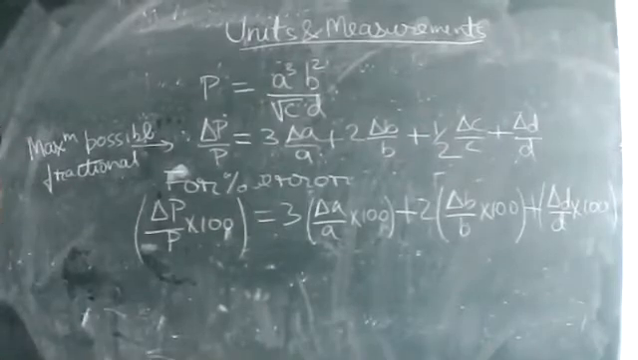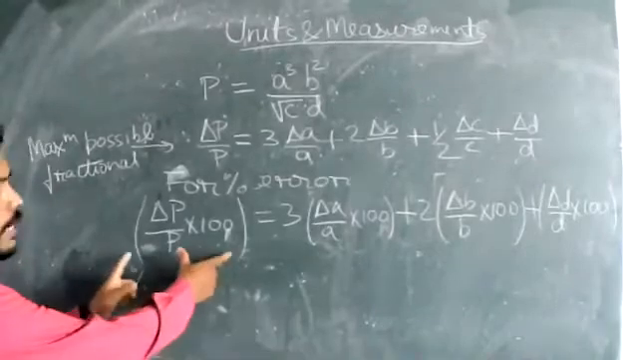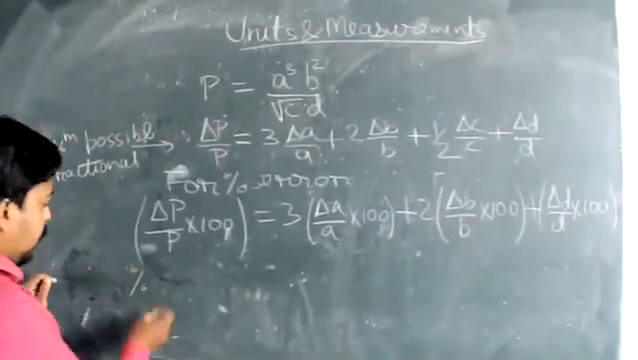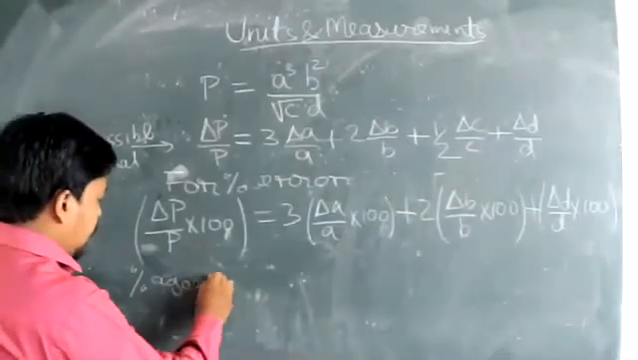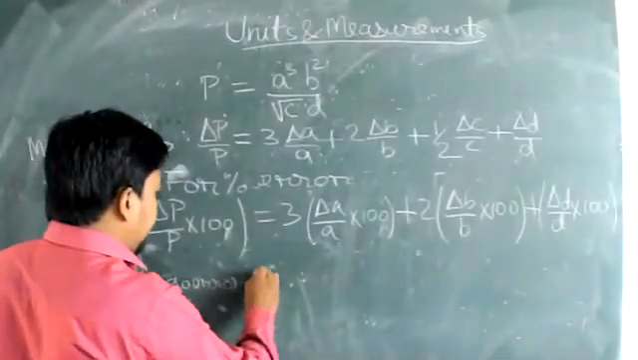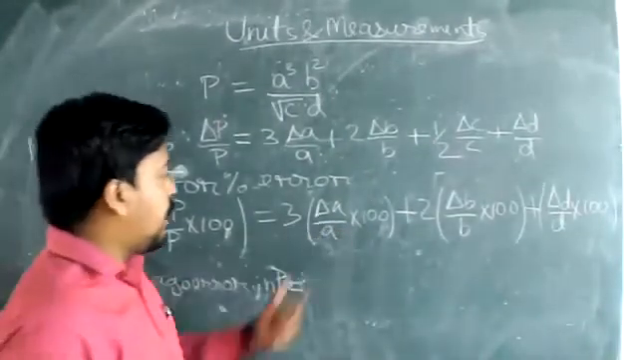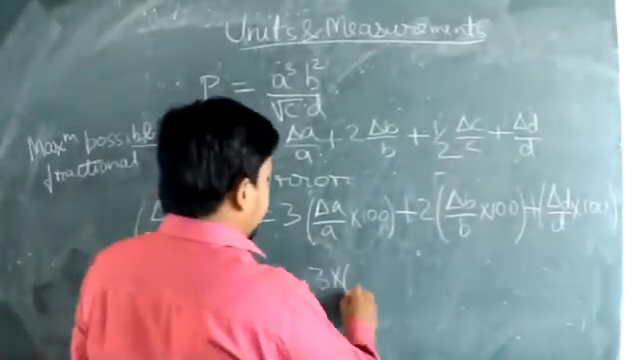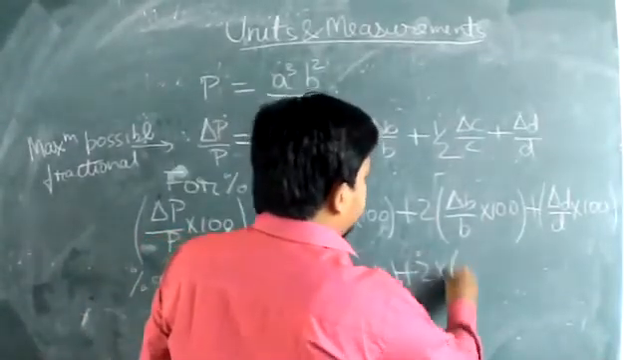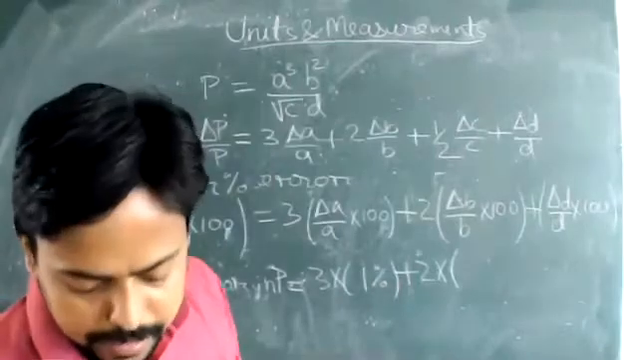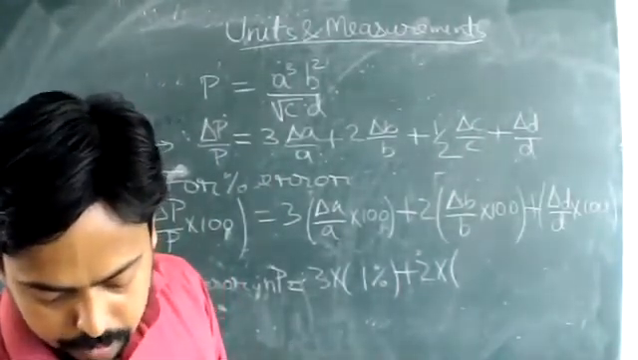It is 1%. So for percentage error, instead of writing this expression, I am using the short form. Percentage error in B will be 3 into percentage error in A, which is 1%, plus 2 into percentage error in B. And percentage error in B has been given. It is 3%.